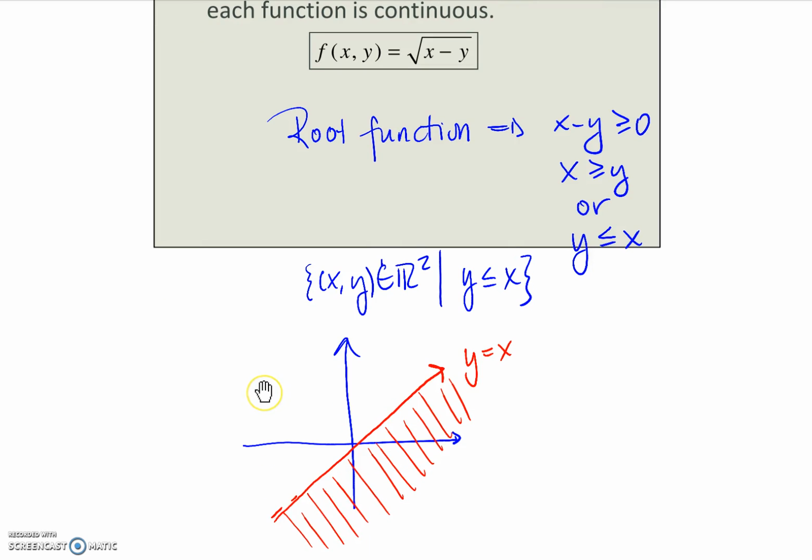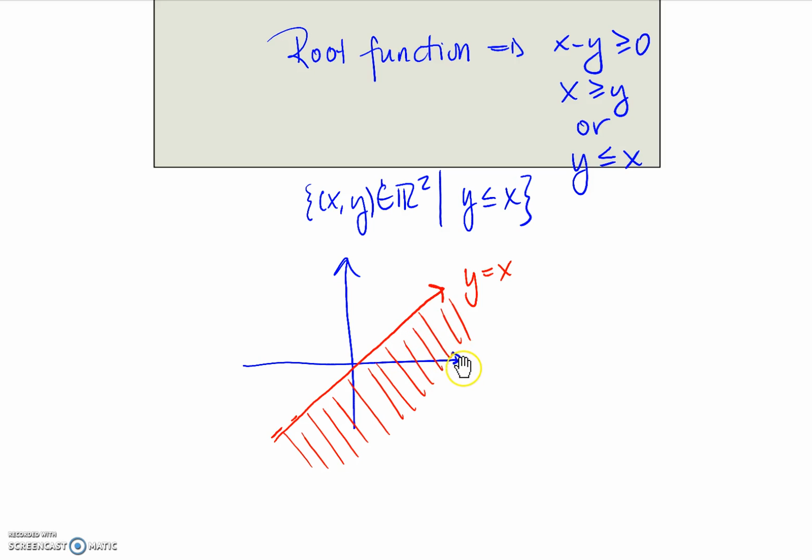So if I was to describe the region on which this function is continuous, I would probably say something like all of the points x, y in R2 such that y is less than or equal to x. You don't necessarily have to use that set notation. That's the mathematical notation that's more precise. You could simply say that y is less than or equal to x. Now as I go to graph this, we've got the xy plane here. Notice I graphed my line y equals x, and I shaded the region underneath that line because y has to be less than or equal to x.